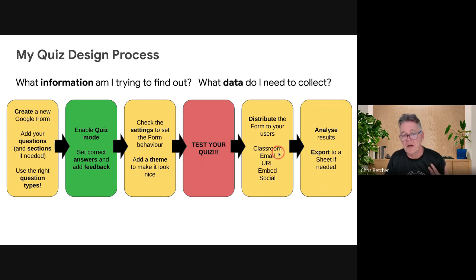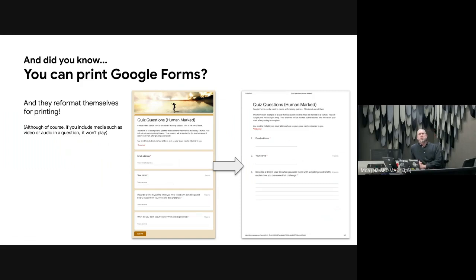You can distribute it in multiple ways: classroom, email, URL, embedded in social, whatever. And then you analyze your results and export to a sheet if needed. So that's kind of the process. It's pretty straightforward. And that embed bit as well, you can chuck it in the site, can't you?